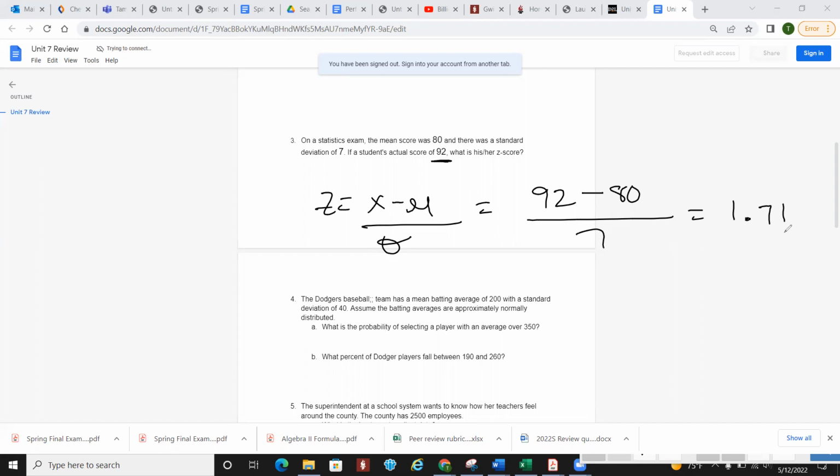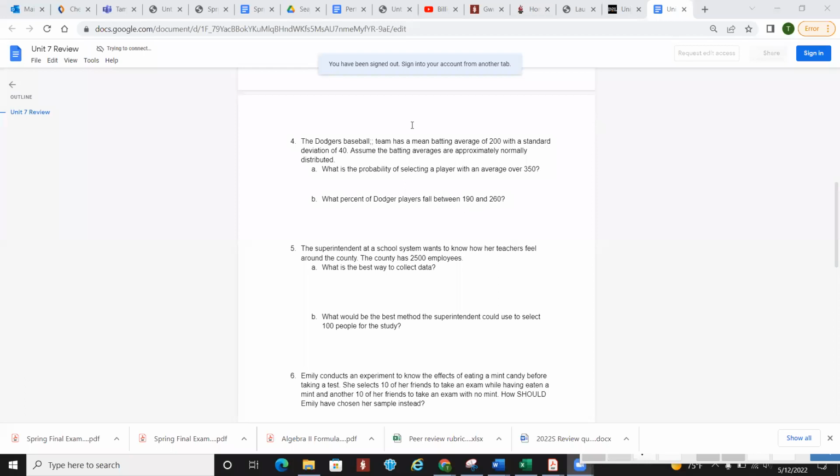Okay, so if you type it into the calculator as 92 minus 80 divided by 7, what you're telling the calculator to do is take 80 and divide it by 7. No, you want the entire thing on the top to be divided by 7. So you've got to use parentheses around there.